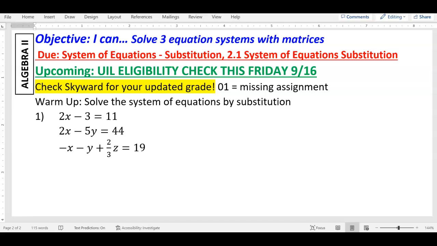Here we go. Today, if you look at the objective, we're going to be talking about matrices.